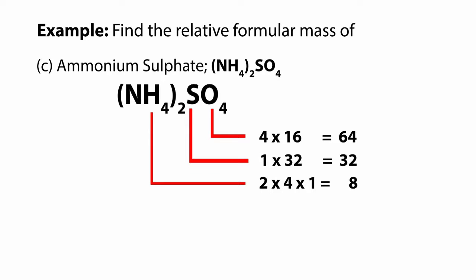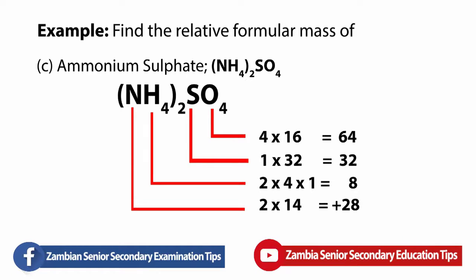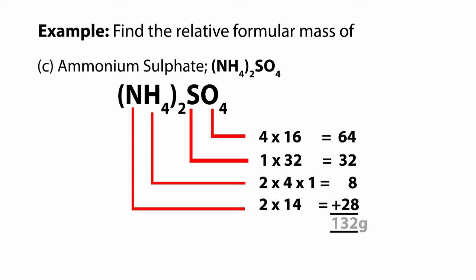And in this compound we also have 2 nitrogen atoms, because the 2 outside the bracket is affecting the 2 elements in the bracket. So in this case we have 2 nitrogen atoms, so 2 multiplied by 14, which happens to be the relative atomic mass of nitrogen. So 2 times 14 gives us 28. If we add 64, 32, 8 and 28, it gives us 132.